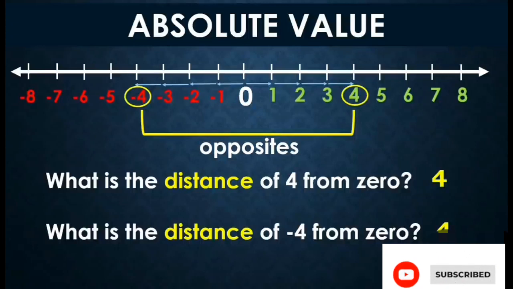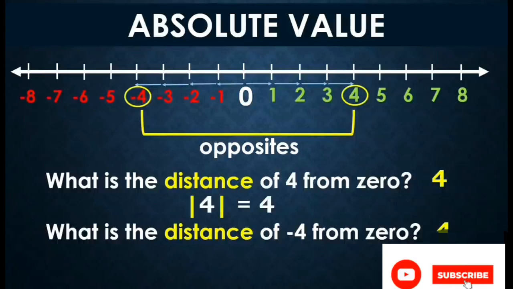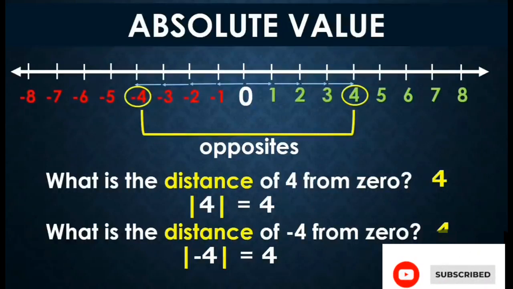Only distance, only magnitude. That means the absolute value of positive 4 is 4 and the absolute value of negative 4 is positive 4.